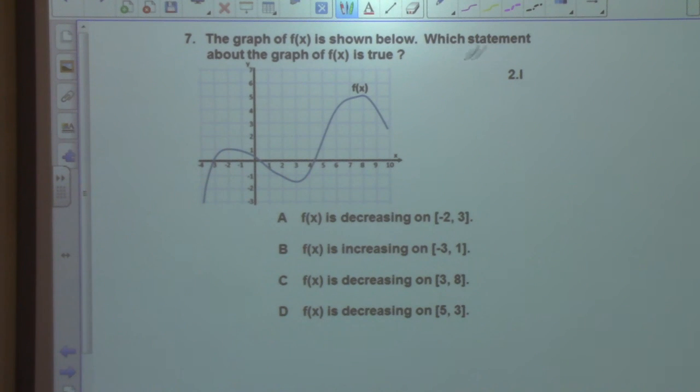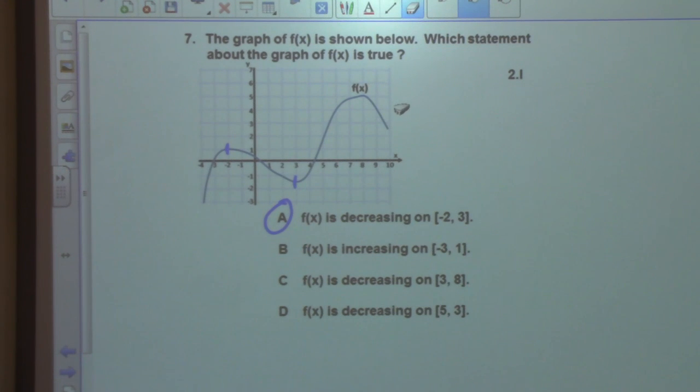Okay, the graph is shown below. Which statement about the graph of f of x is true? What do you think for this one? A. A? I got it. Well, A, these are the critical numbers, and we are decreasing all the way from x equals -2 to x equals 3, so A should be our correct answer. Okay?